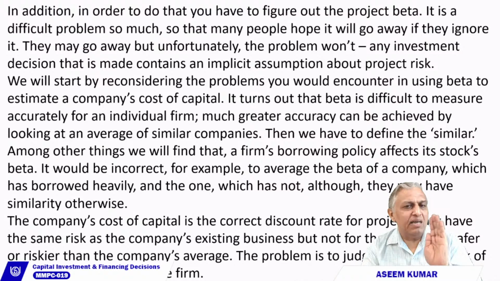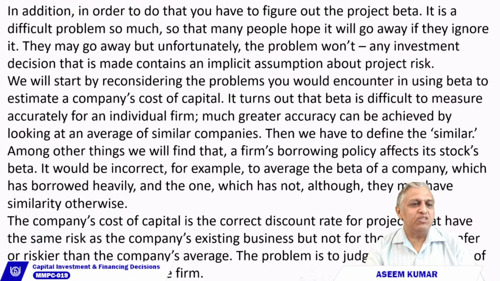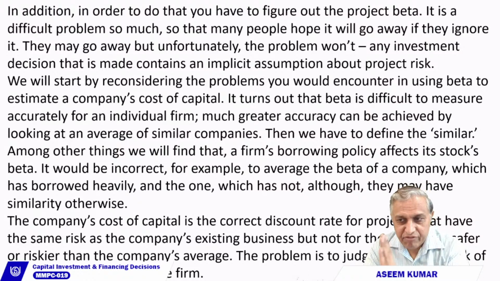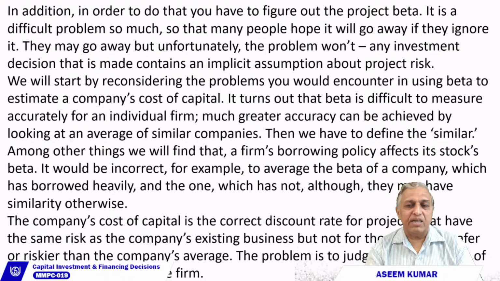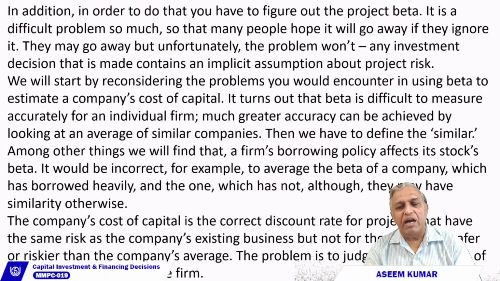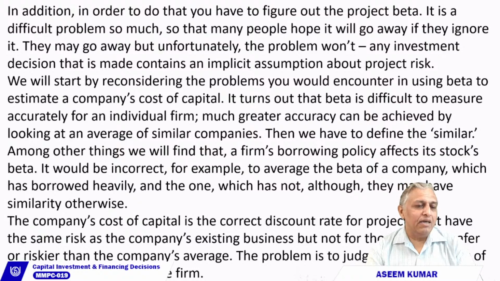We'll start by reconsidering the problems you would encounter in using beta to estimate a company's cost of capital. It turns out that beta is difficult to measure accurately for an individual firm. Much greater accuracy can be achieved by looking at an average of similar companies. Then we have to define what is similar; among other things, the firm's borrowing policy affects its stock's beta. It would be incorrect, for example, to average the beta of a company which has borrowed heavily with one which has not, although they may be similar otherwise.